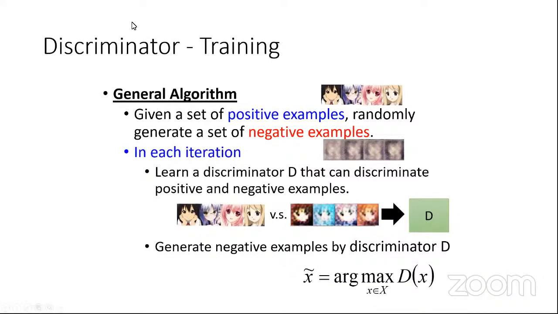So the general algorithm for discriminator training is that, given a set of positive examples, who are these positive examples? These are the training images, the training data supplied from outside. The discriminator is given a set of negative examples like this. Where do we get these negative examples? Very simple. We can use a generator to generate negative examples. So in each iteration, once again, the generator is initially untrained, so it will generate only certain ghost-like images like this.